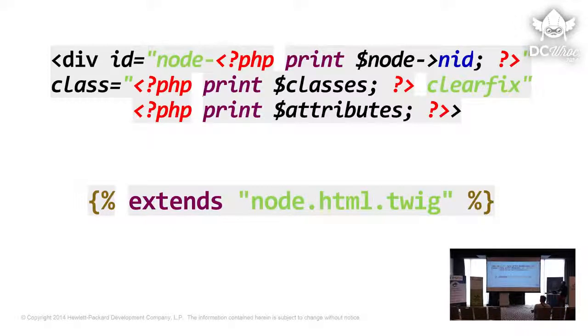What you have to do in Twig is just this, just extend. Sorry, not file, but extend the Node HTML Twig file, which will give you the ability to use all this Node data in your new Twig template files.